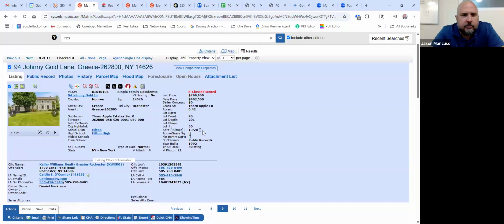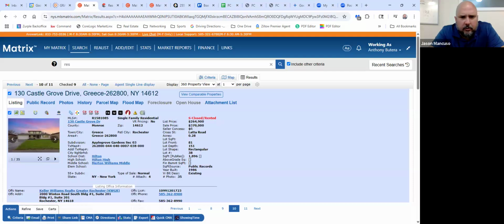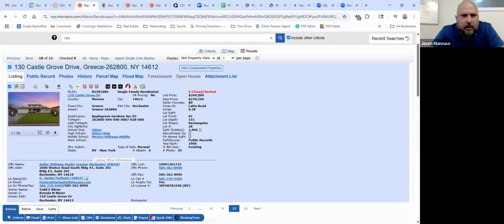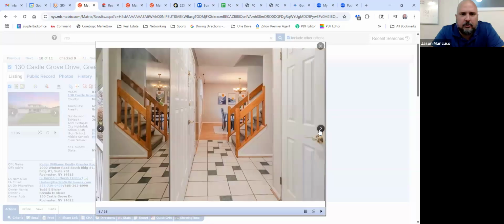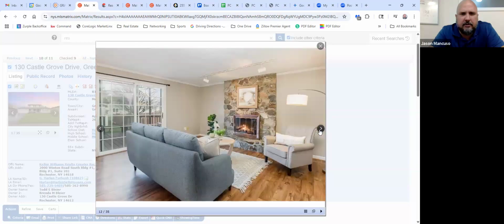Johnny Gold, a little small, quite a bit smaller, similar year built. Castle Grove, 86, smaller, 270. Like this one, I would take a quick look, like, why is this selling for 270?